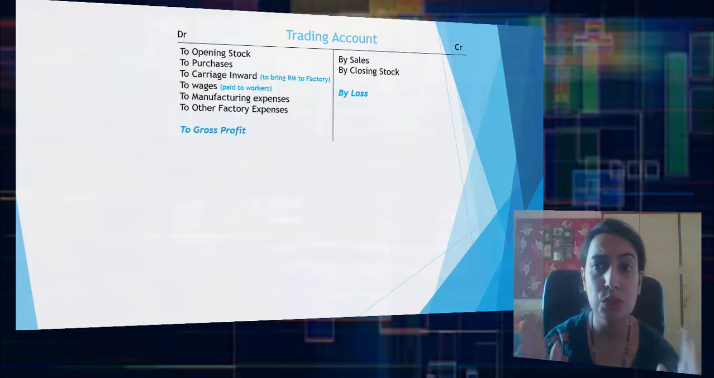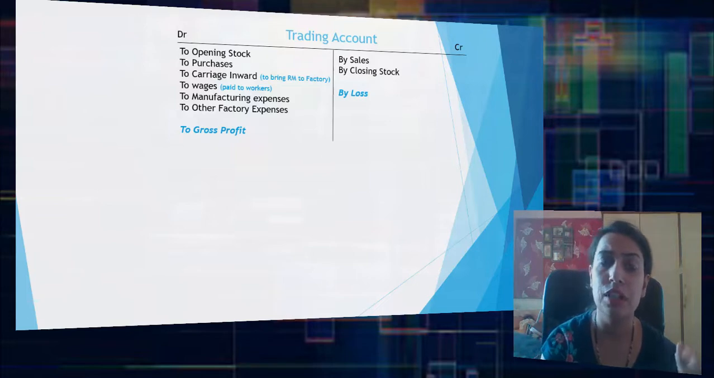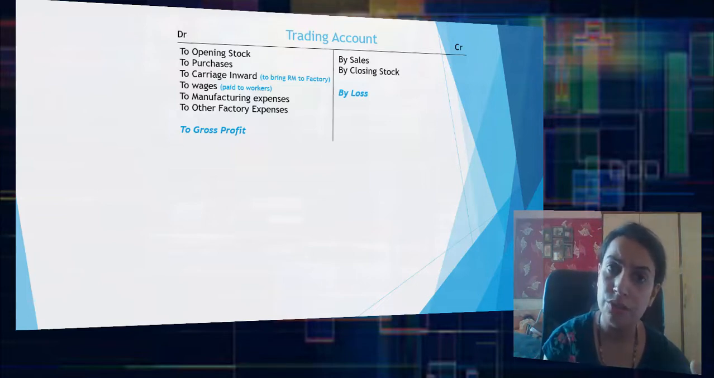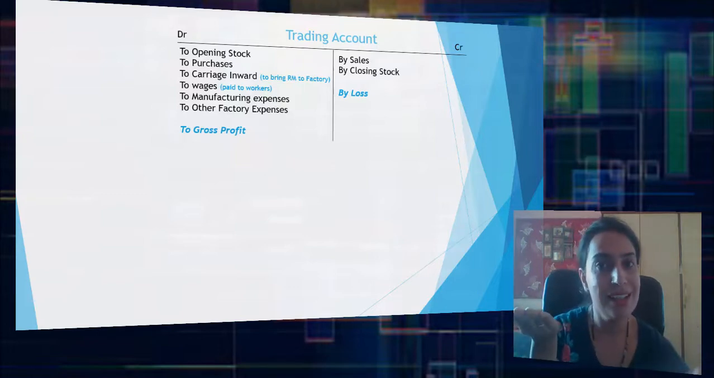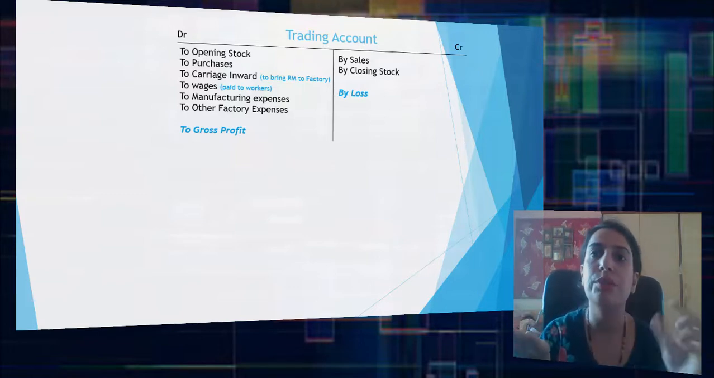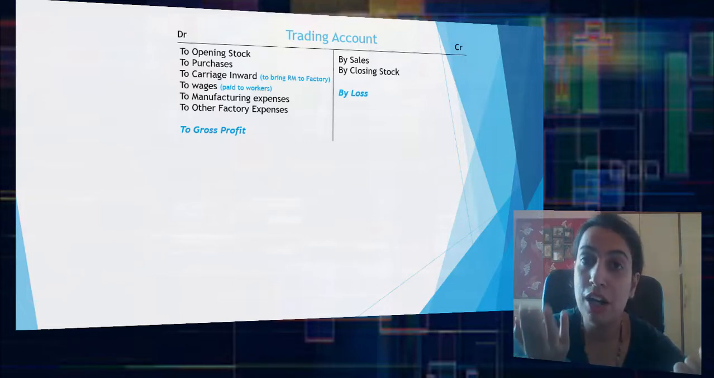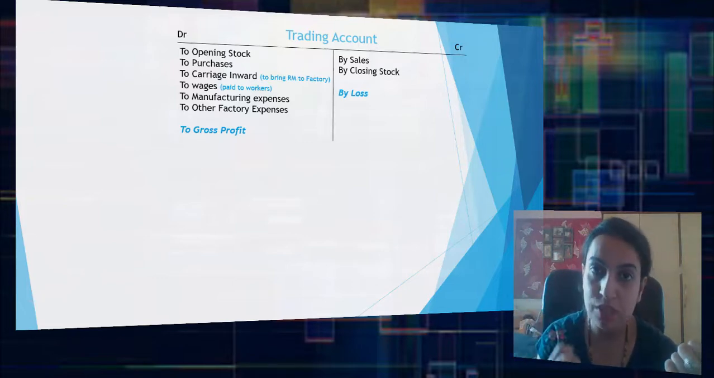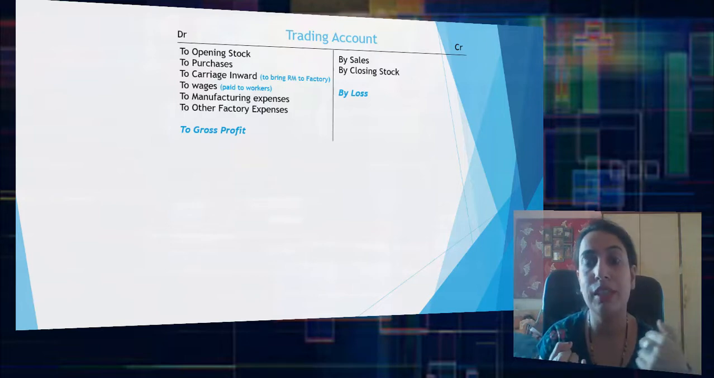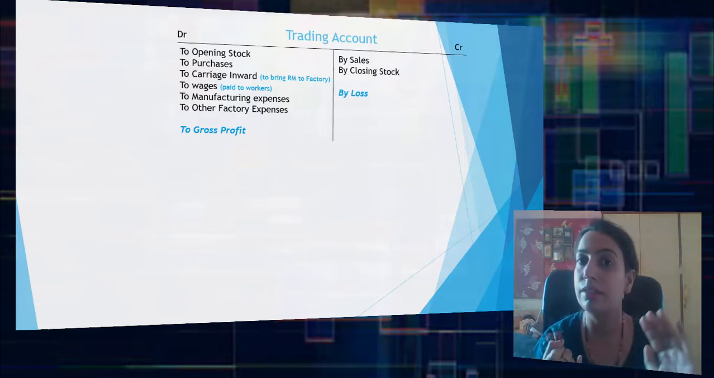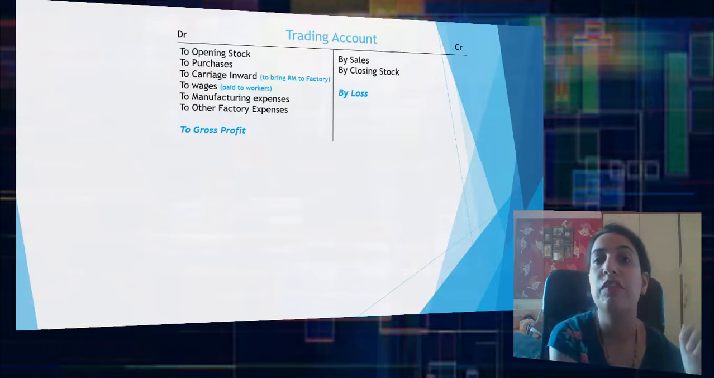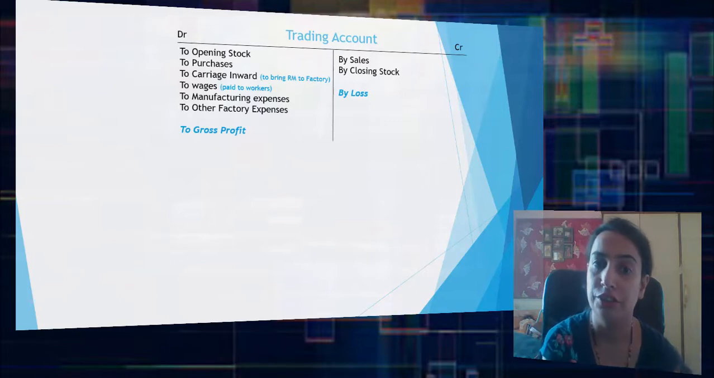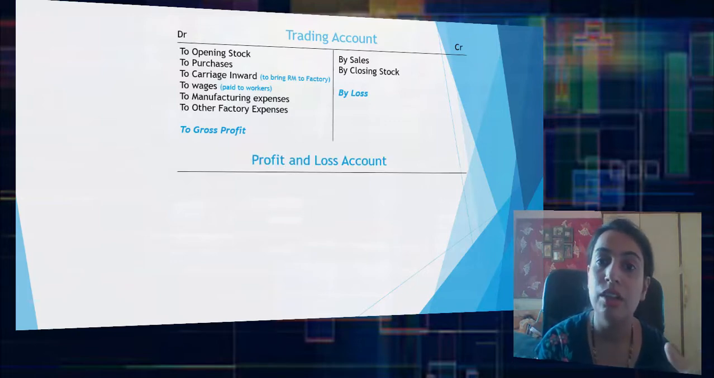Now, through your trading account, what you are going to do is total all the items on the debit side and on the credit side. Now, if your credit is more and your debit is less, the difference is going to be your profit. Why? That means you have gained more. More revenue is coming in, and less expenses have been incurred which are related to the factory. So you are going to incur profit, and that profit will be represented by gross profit in your trading account.